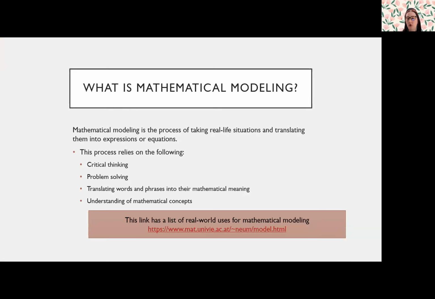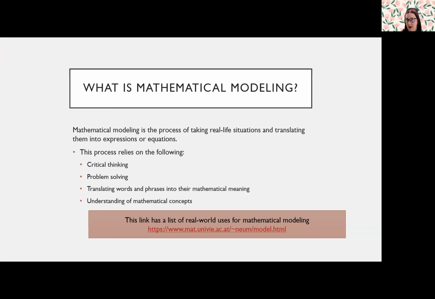So first, what is mathematical modeling? What does that mean when you hear that? Mathematical modeling is the process of taking real life situations, things that you encounter in the real world where you may need to use math, and then you are taking those situations and translating what's happening into expressions or equations that you can then go on and solve.